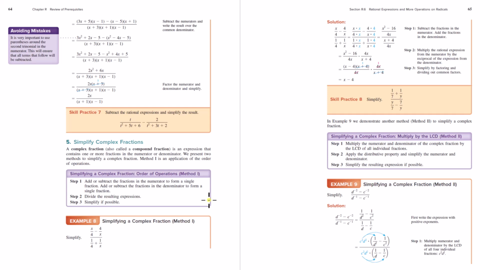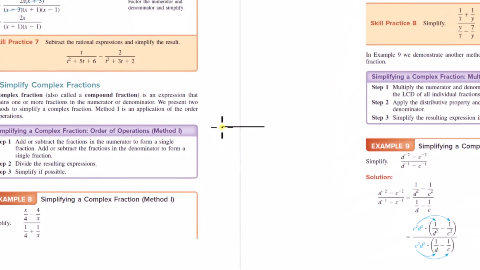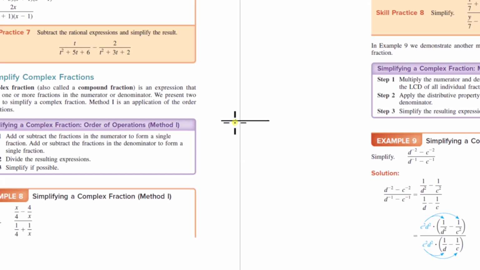Okay, so where we left off was we were about to talk about complex fractions and how to simplify complex fractions, also known as compound fractions. A complex fraction or a compound fraction is a very simple idea. We've got some ratio here. Here's a fraction bar, and with a fraction bar you have a numerator and a denominator.